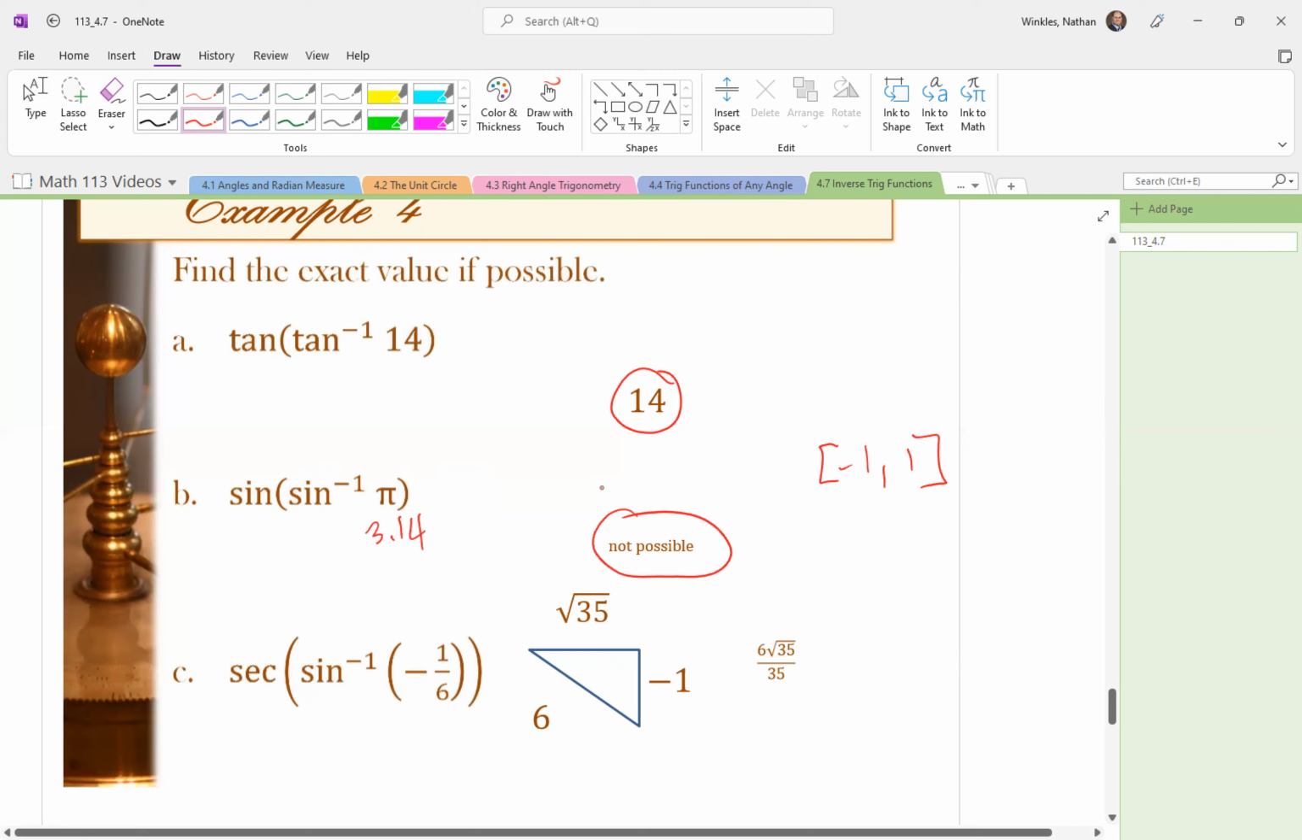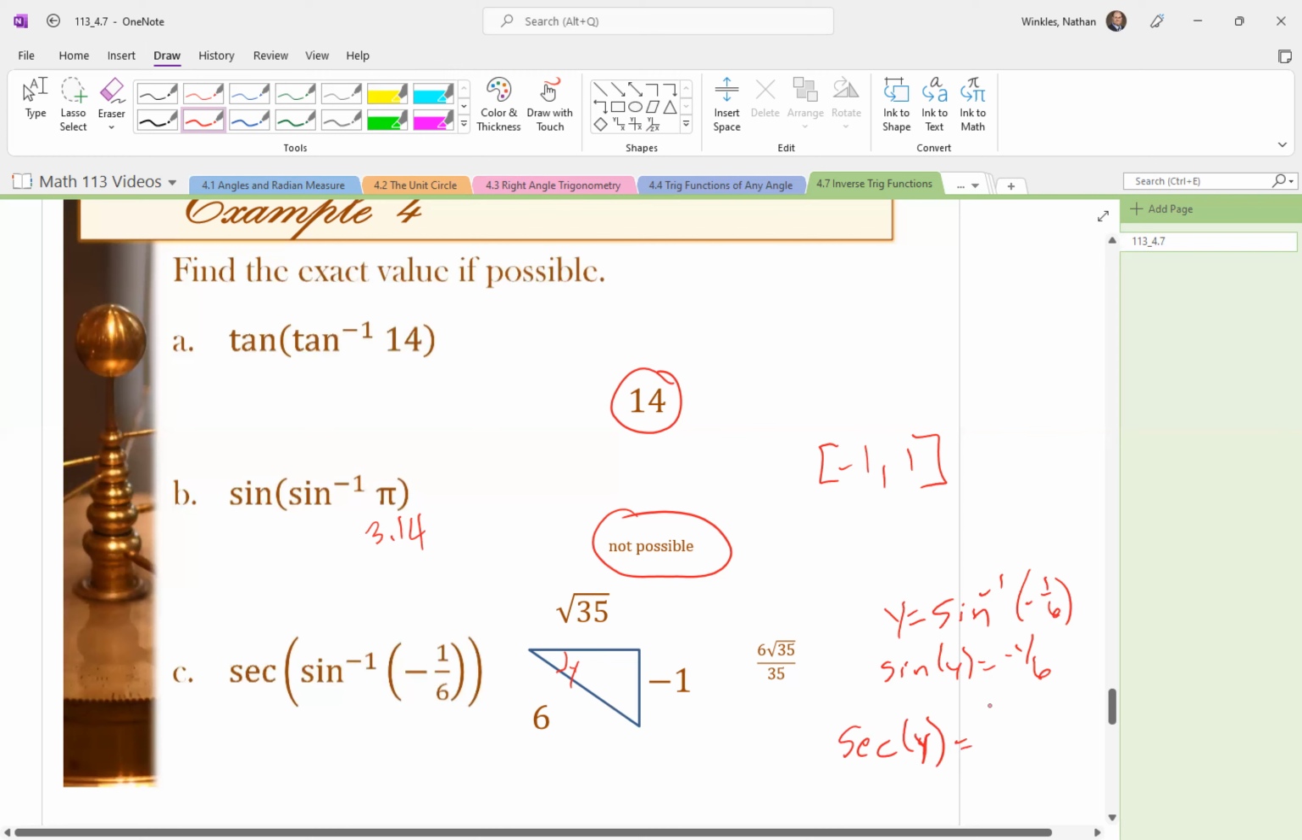So now we think about this in a different way. Sine inverse of negative 1/6. Think about this as y equals sine inverse of negative 1/6. So therefore sine of y is equal to negative 1/6. We can then draw our triangle. Sine of y is negative 1/6, my last side is root 35. So then we really have secant of y.